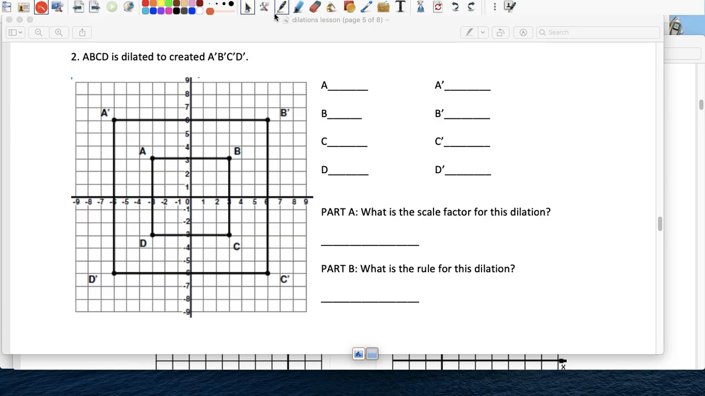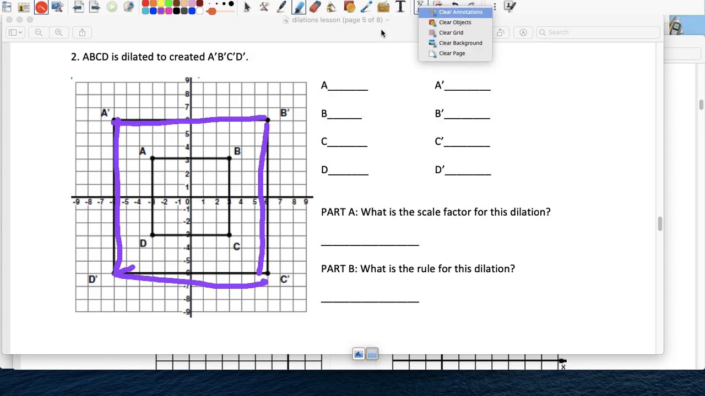So you can tell that by the primes. It's A, B, C, D, whereas outside it's A prime, B prime, C prime, D prime. So I know the outside, right? The outside, this guy right here, the outside is the image after the dilation.